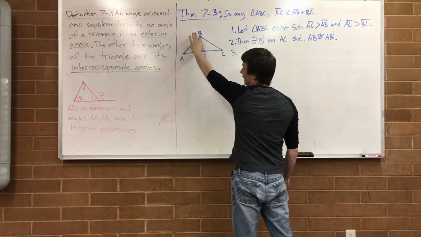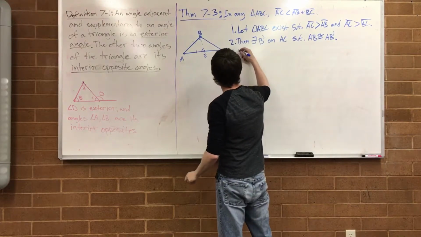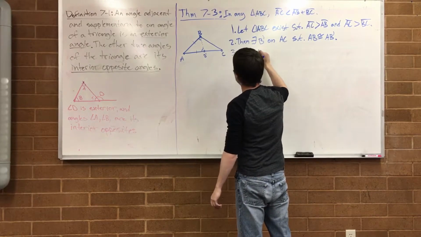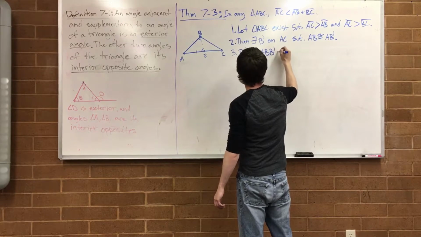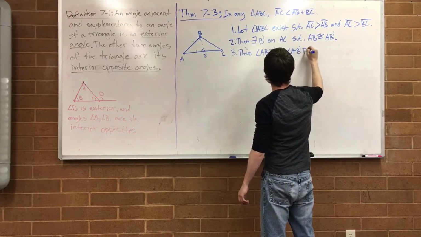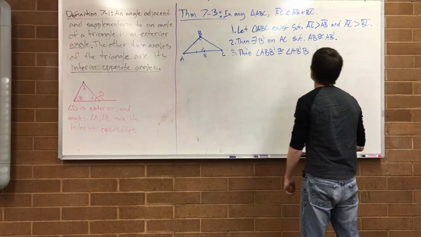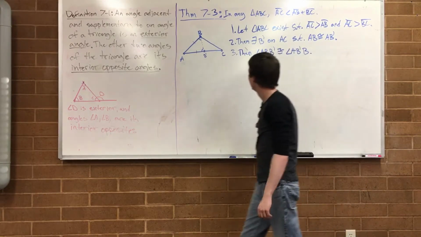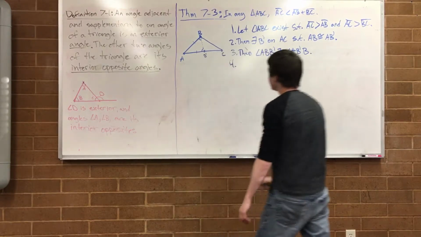So we've got that the base angles are congruent, right? So then angle ABB prime is congruent to angle AB prime B by Pons Asinorum. I'm not sure how you spell it. Isosceles triangle. Some Latin thing. By isosceles triangle. Sure. 4.